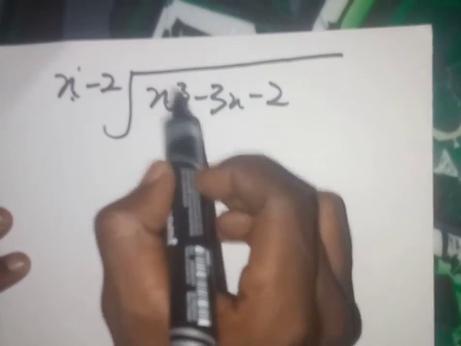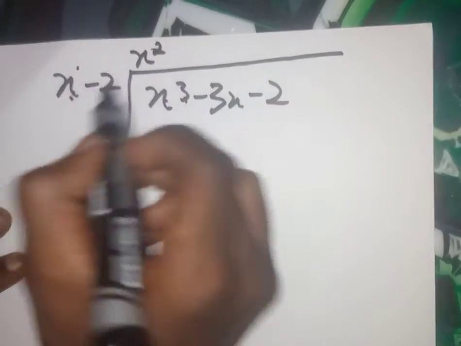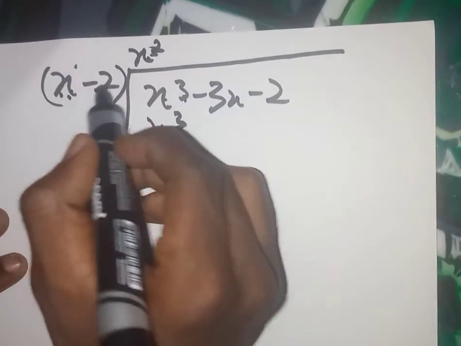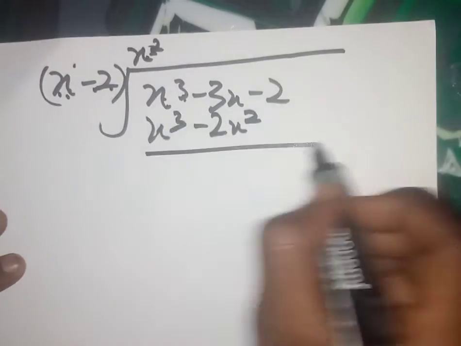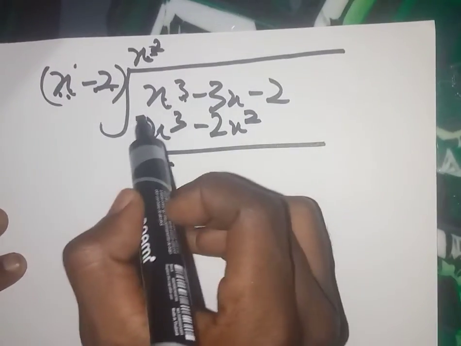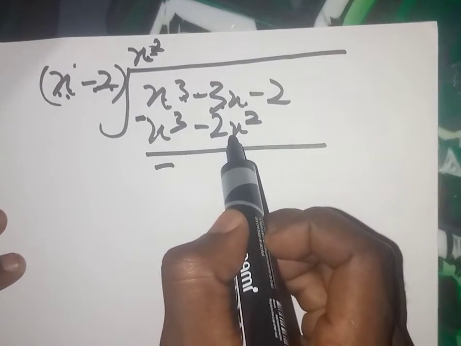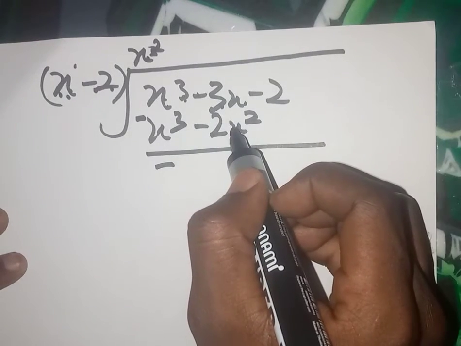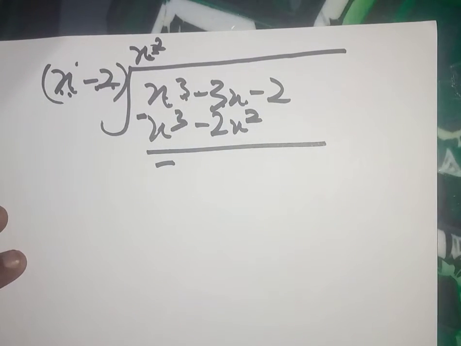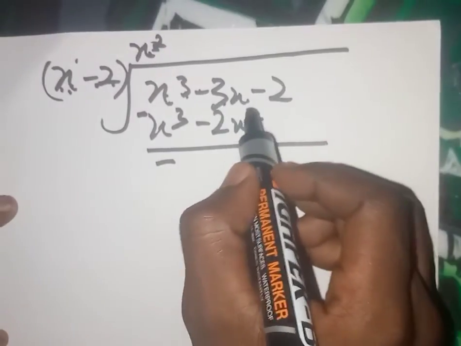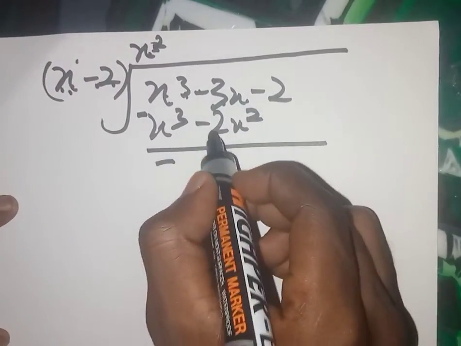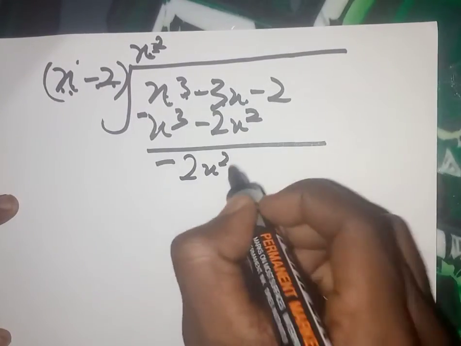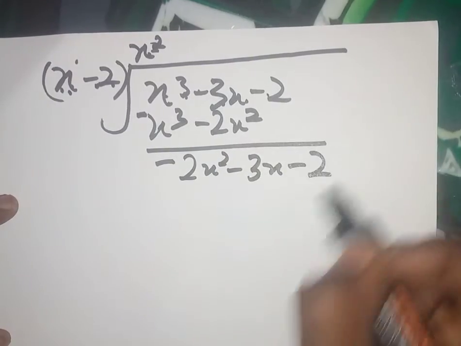Now s will go into s cubed, we have s squared, so s squared multiplied by these two terms over here: s squared times s gives s cubed, s squared times minus 2 gives minus 2s squared. Remember we are subtracting, so this goes to 0. We have minus 3s plus 2s squared, so we write this back: positive 2s squared, negative 3s, and then minus 2 in this case.